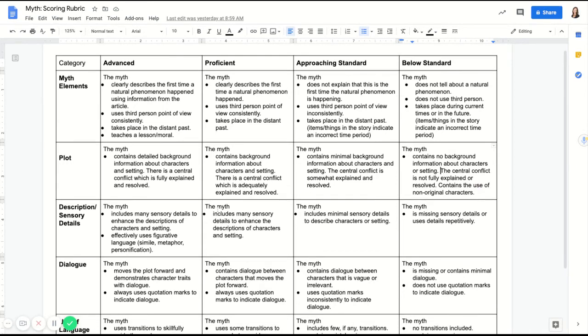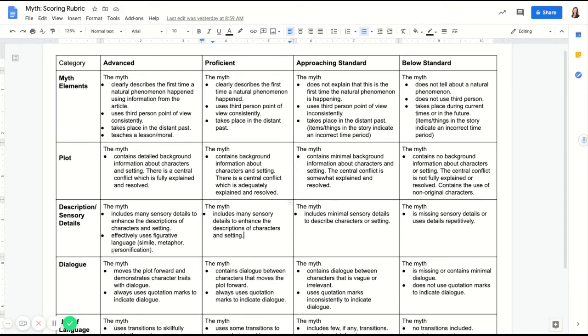Moving on to description/sensory details, starting with proficient. The myth includes many sensory details to enhance the descriptions of characters and setting. Enhance means to make better, so you have a lot of sensory details. You're enhancing the descriptions of your characters and your setting. Remember, most of this should happen in your introduction.